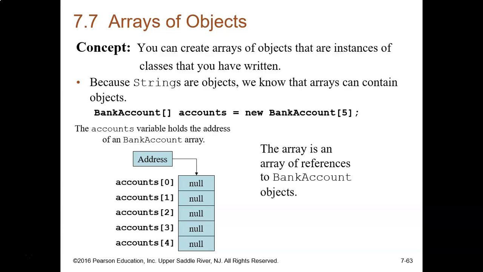All right, so we can create arrays of objects that are instances of classes that you have written. So if you already have a class that is written, we can create an array of objects for that class. Now it's going to be very, very similar to what we have done, but there's one small little thing that you have to really pay close attention to, and I'll alert you to it when we get there.